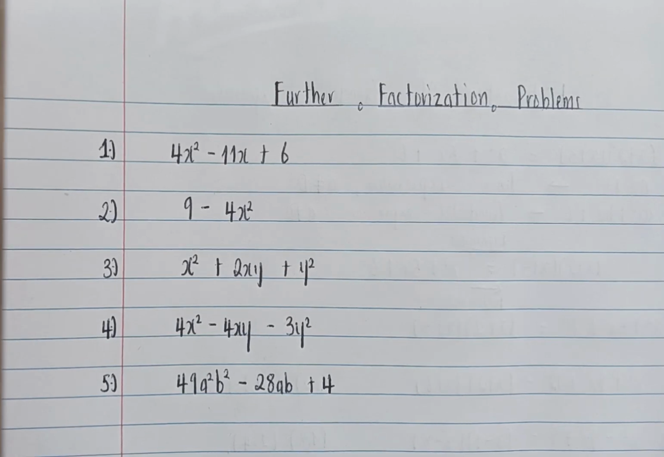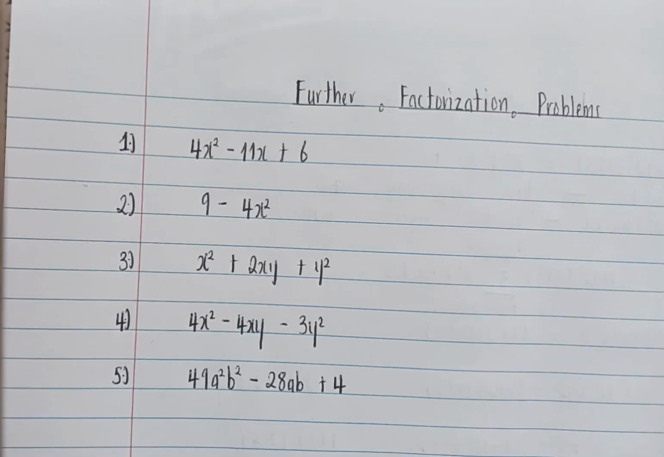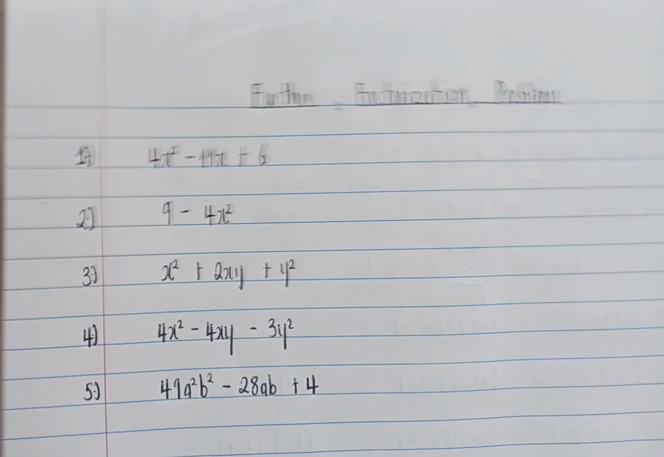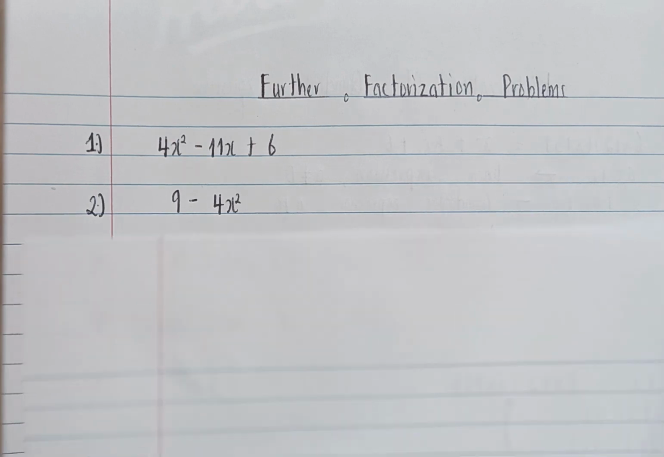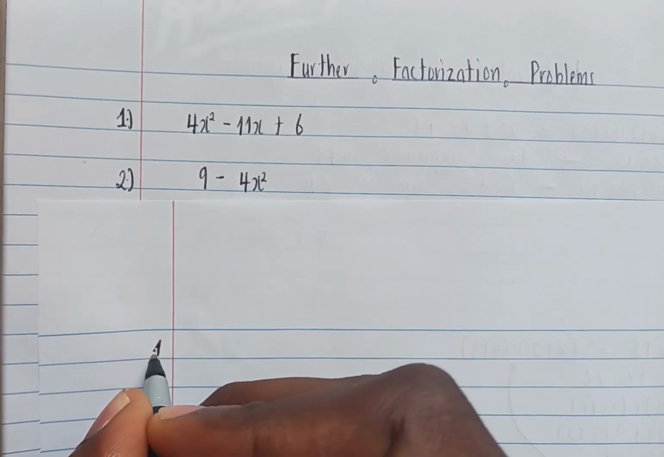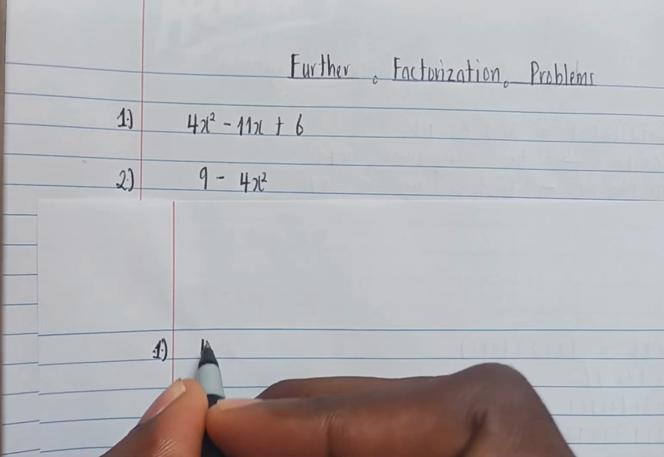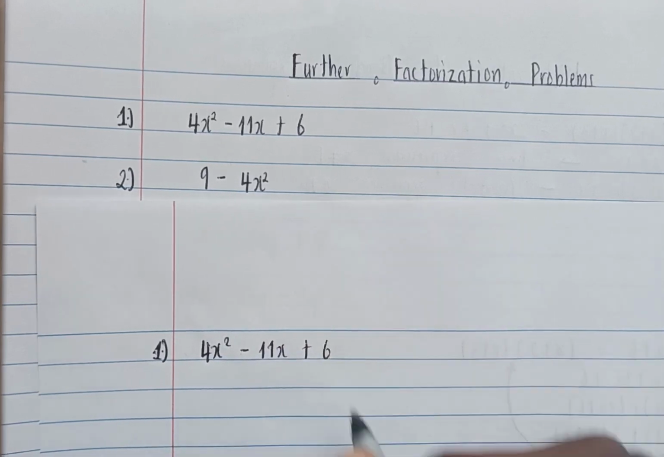Today we'll deal with further factorization problems. And we have a couple of questions here today that we'll tackle so that you'll increase your potential in factorizing quadratic expressions. In the first question, we have 4x squared minus 11x plus 6. Let's try that out. So we have number 1, 4x squared minus 11x plus 6.